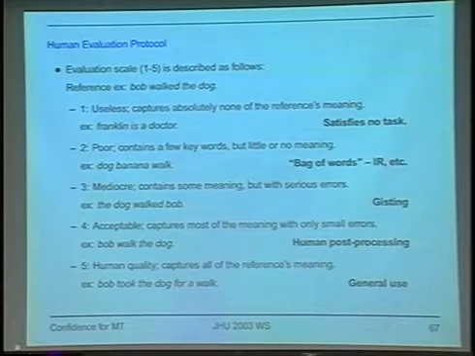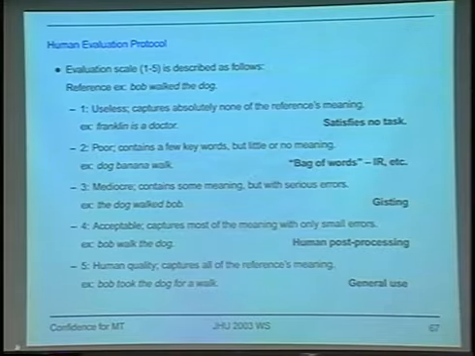A 1 is basically considered useless, captures no meaning. It might be a perfectly fluent sentence, but if it doesn't capture the meaning of the reference, then it's considered a 1. So this is highly adequacy biased. At that point, there's no task that's really useful. A level 2 is considered poor, but it might have some keywords. So it might have some extra random words like banana, but it does have dog and walk. So you might be able to use such a thing in a cross-language IR setting.